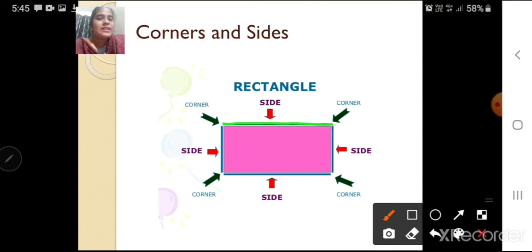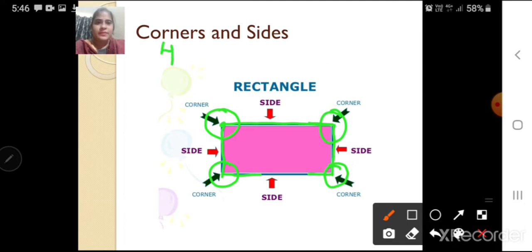This is one straight line and this is one more straight line, and they are meeting at a particular point, this point. So this is one corner. Here we can see this is one more corner because two straight lines are meeting at this particular point. Then here also, this is one more corner and this is the last corner. So we can say that a rectangle has four corners and four sides.